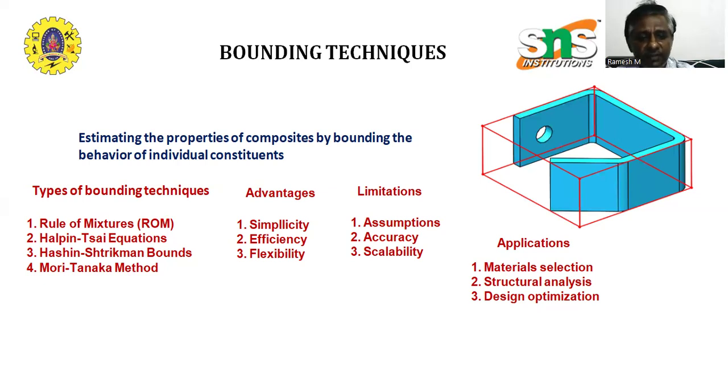With respect to the advantages, we have dealt with simplicity, efficiency, and flexibility also. Bounding techniques can be applied to various types of composites, including unidirectional, cross-ply, and woven composites.